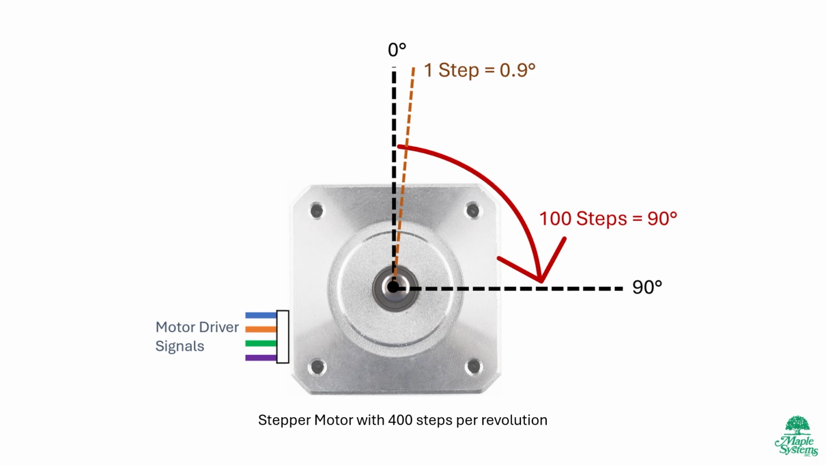A stepper motor has a certain number of steps per rotation. When a motor driver sends a single pulse, the motor will take 1 step. For example, if a stepper motor has a specification of 400 steps per rotation, it will take 100 pulses to rotate a quarter of a full rotation and 400 pulses to rotate the shaft 1 full rotation. This means that every step is equivalent to 0.9 degrees per step.